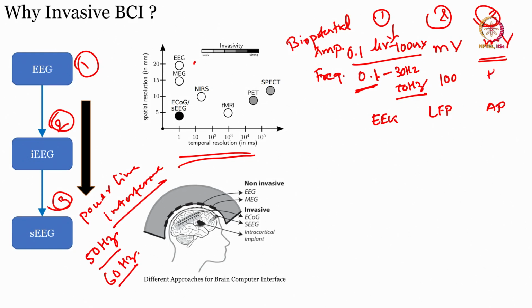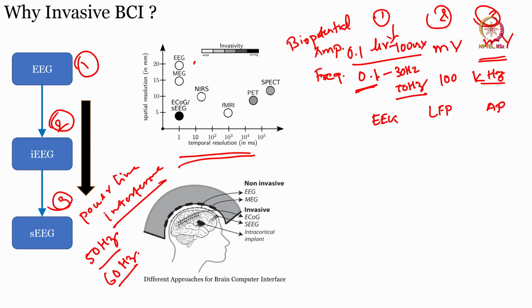This can go up to a few hertz. Again, when you want higher hertz, kilohertz or something, you need a higher sampling rate acquisition. So, that also your electronics will increase and your computational power also will increase.